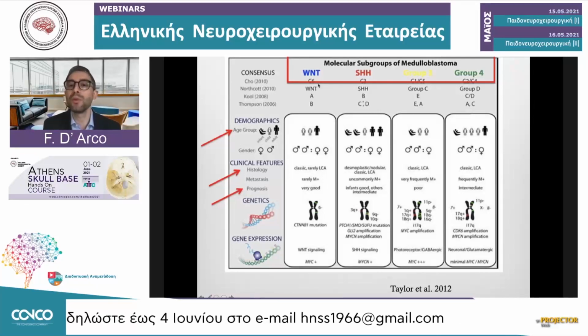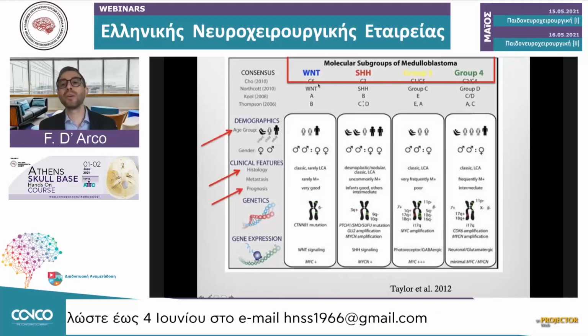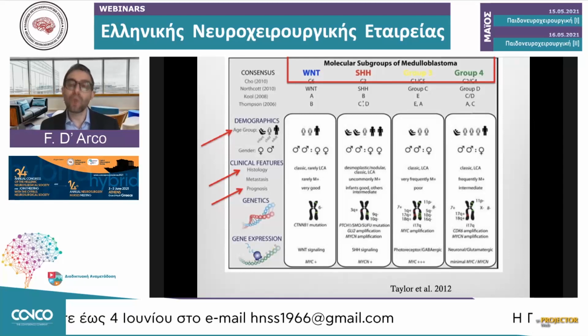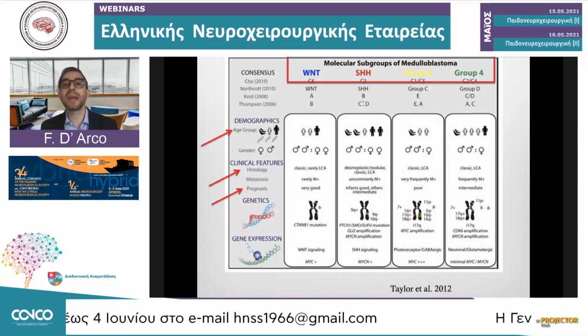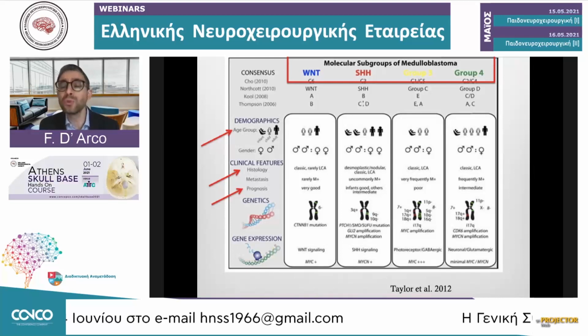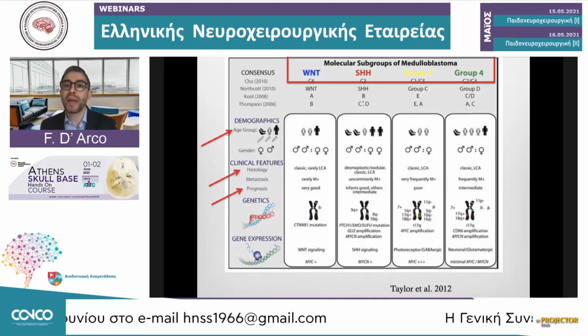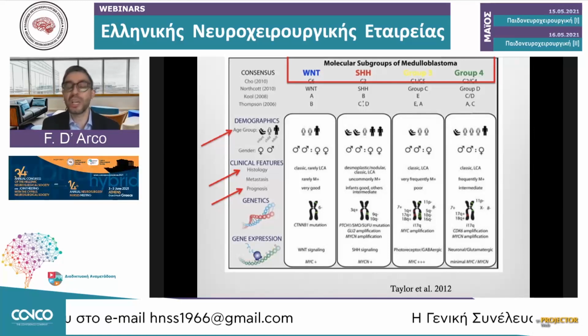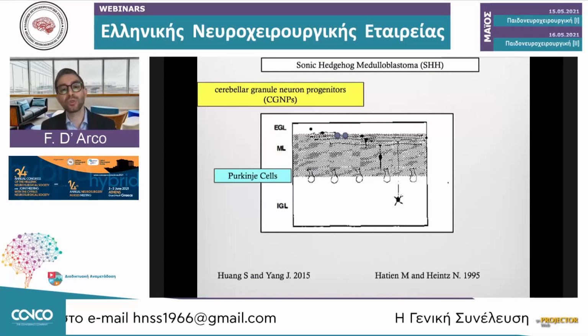For instance, if you have a WNT, some of our surgeons consider, well, maybe we will not go so aggressively toward the brainstem because we know that this tumor has a better prognosis. How do we distinguish them? Each of them has a different embryological origin, and we can use that on images. Let me show you.